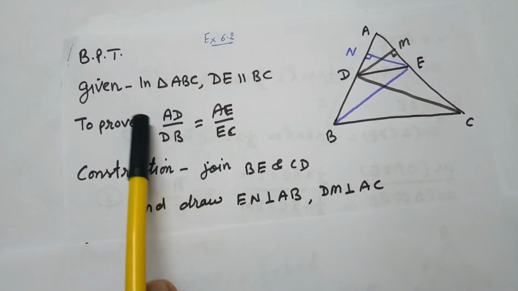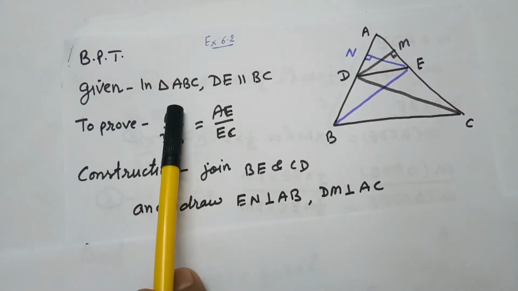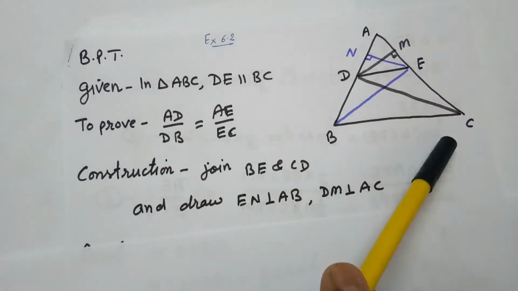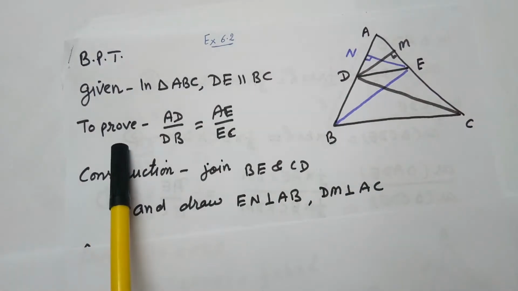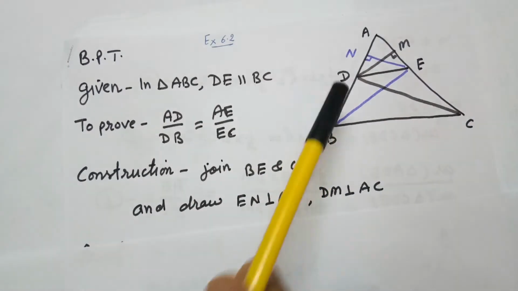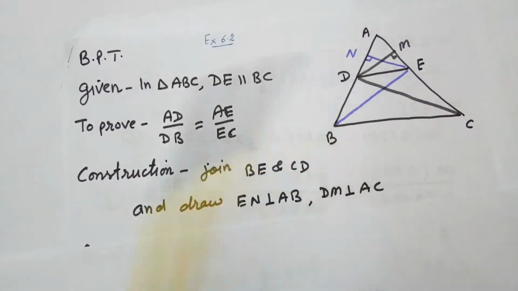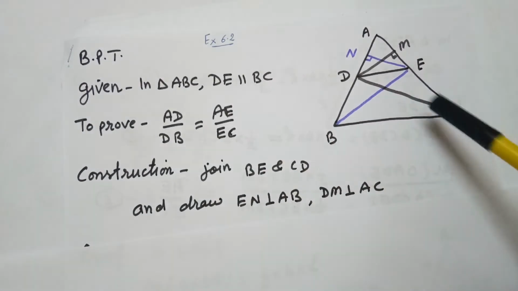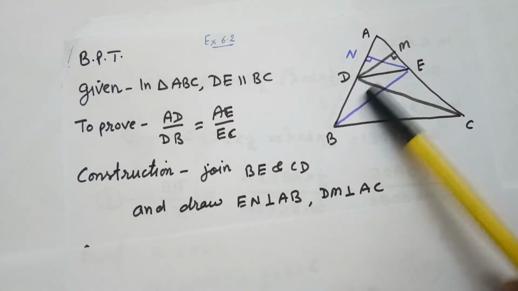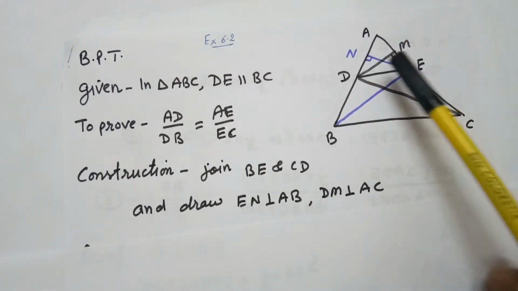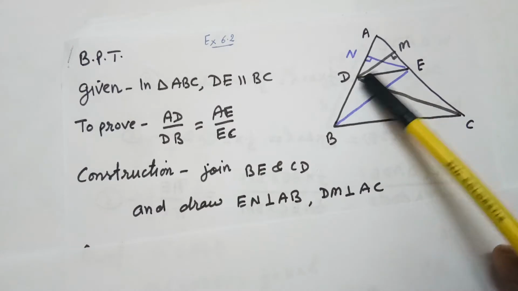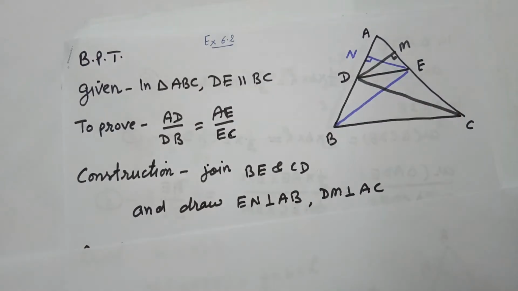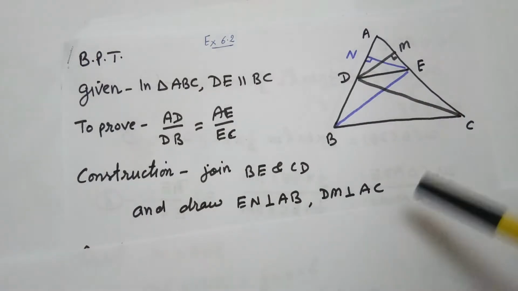So we will start with this. It is given that in triangle ABC, DE is parallel to BC, and we need to prove that AD over BD equals AE over EC. For the construction, we will join B to E and C to D, and we will draw perpendiculars EN on AB and DM on AC. So we will start from here.